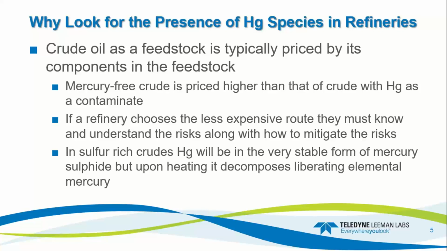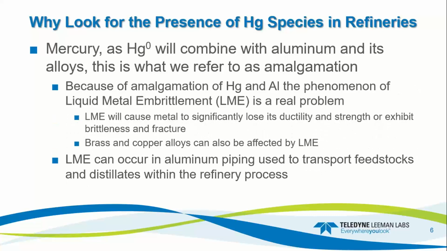In sulfur-rich crudes, mercury will be very stable, and it's typically in the form of mercury sulfide. But when they heat that incoming feedstock and start the distillation process, it decomposes, liberating elemental mercury. Elemental mercury will combine with aluminum and its alloys. This is what we refer to as amalgamation. Because of this amalgamation of mercury with aluminum, something happens called liquid metal embrittlement, or LME for short.